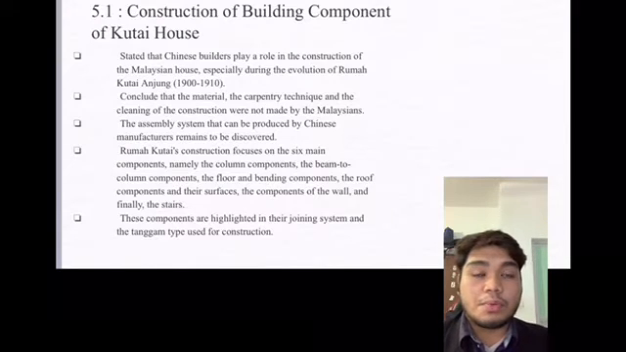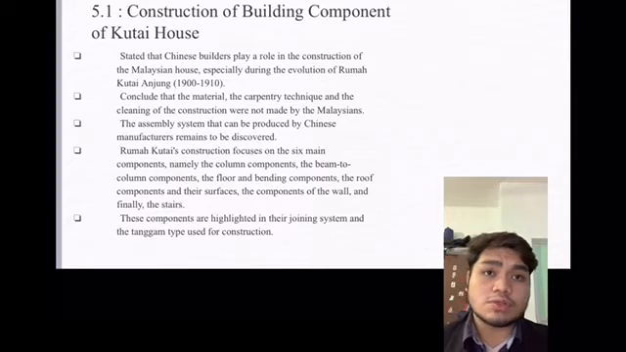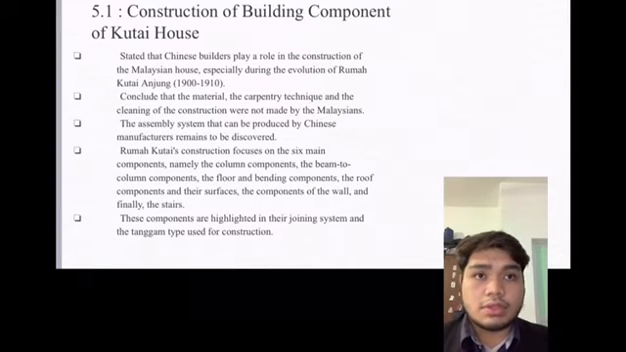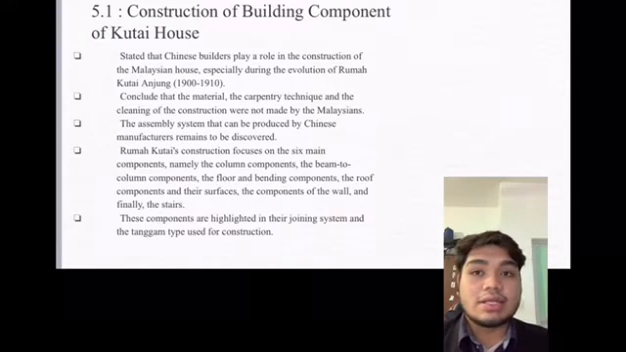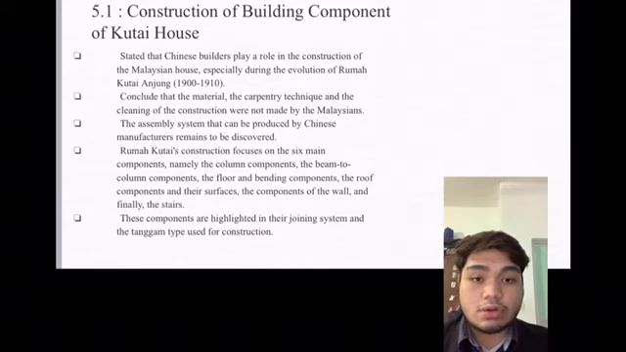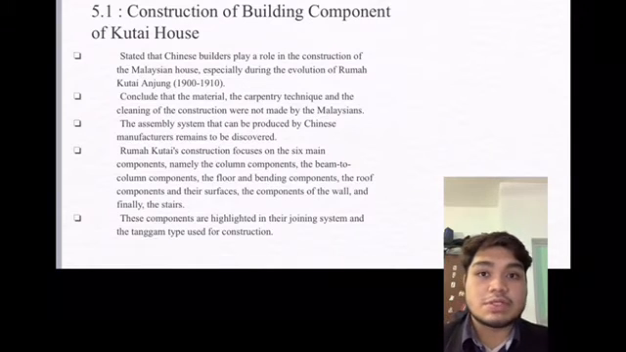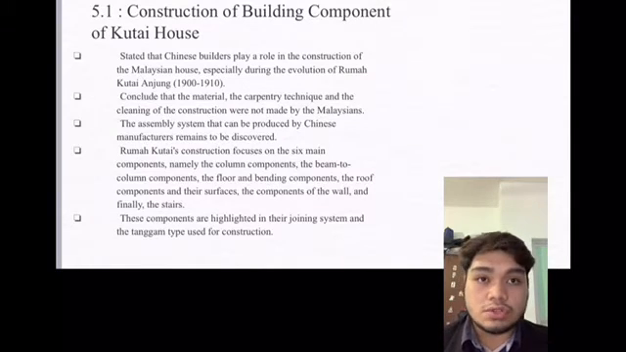The next one is building symbols and characteristics. Construction of building components of Kutai house. From research conducted by Arifat and Talib in 2004 on a methodological approach, in-depth investigation and analysis of the architecture of Perak Malay Kutai, they stated that Chinese builders played a role in the construction of the Malaysian house, especially during the evolution of Rumah Kutai Anjung.